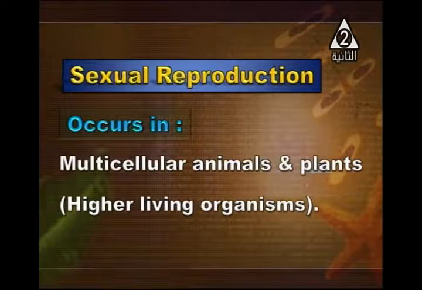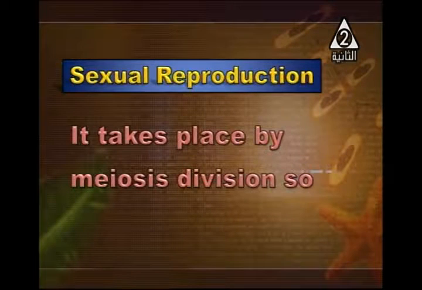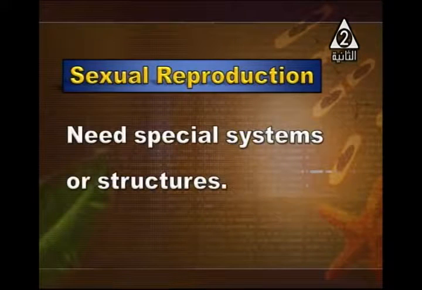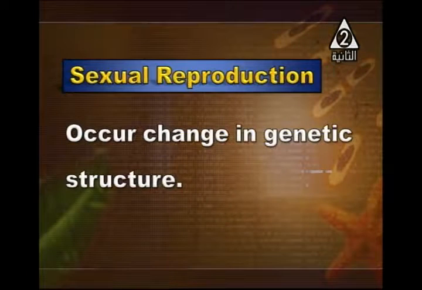What is the difference between the higher living organisms and the lower living organisms? Multicellular animals and plants are called higher living organisms because they have a special reproductive system and special reproductive organs for reproduction. It takes place by meiosis division, so it needs special systems or structures. A change occurs in the genetic structure.